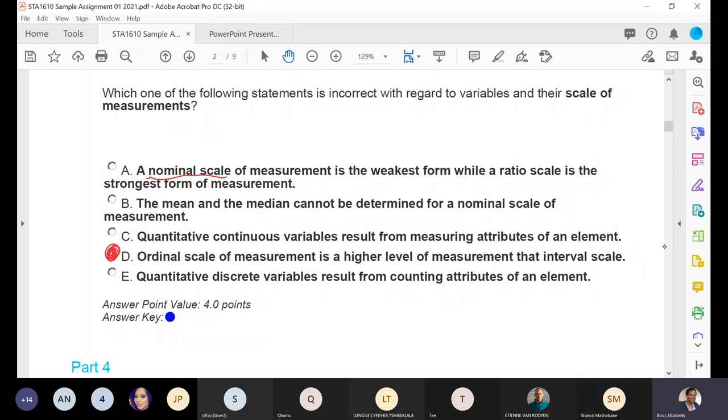D is incorrect. What do they mean by mean and median cannot be determined on a nominal scale? What they mean is, remember, nominal scale is your categorical variable. So you cannot calculate the mean of a categorical variable. It will not make sense. The mean we calculate from a quantitative variable.